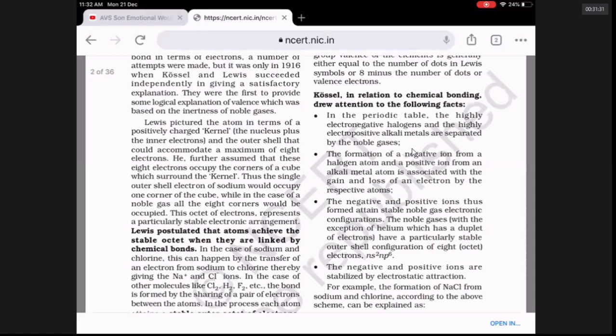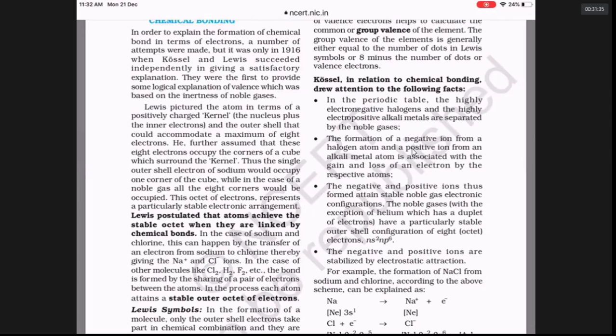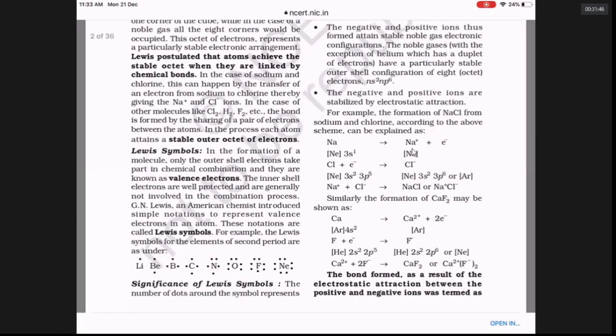Kossel-Lewis approach. Lewis postulated that atoms achieve a stable octet of 8 electrons, like noble gases, when they are linked by chemical bonds. The stable outer octet of electrons can be represented by the Lewis dot formula. What is the Lewis dot formula? You write the valence electrons of an atom as dots.